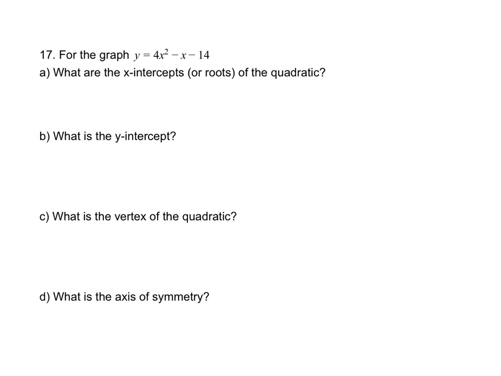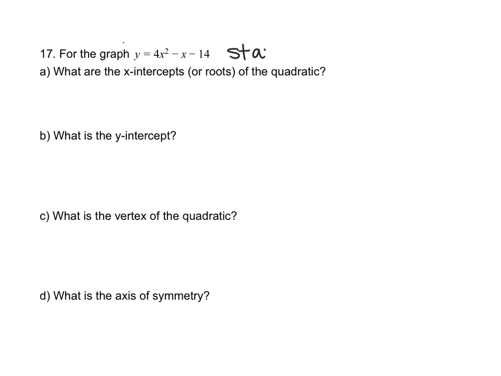So our second example, we're looking at the graph of 4x squared minus x minus 14. Now this is standard form of a quadratic. So the key pieces of information we can pick out from this graph are the direction it opens and the y-intercept. So we're going to start with the x-intercepts or the roots.